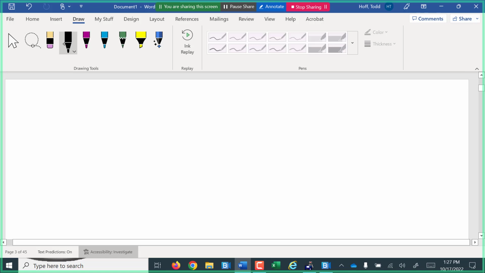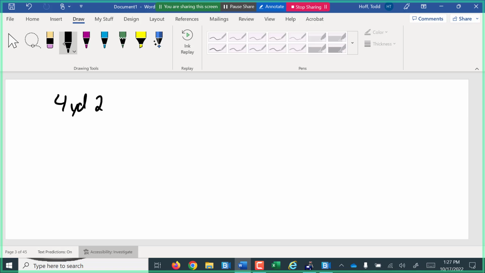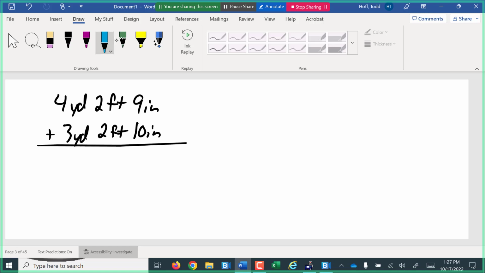A little bit more on the practical side. We might have 4 yards, 2 feet, 9 inches, plus 3 yards, 2 feet, 10 inches. Once again, we start on the right and we work our way back to the left. So here we have 9 inches plus 10 inches, which will make 19 inches, which is 1 foot and 7 inches. So we're going to keep our 7 inches and carry the 1 foot.